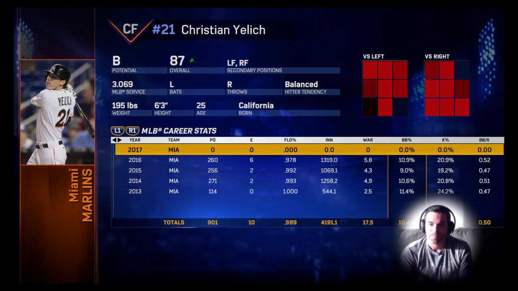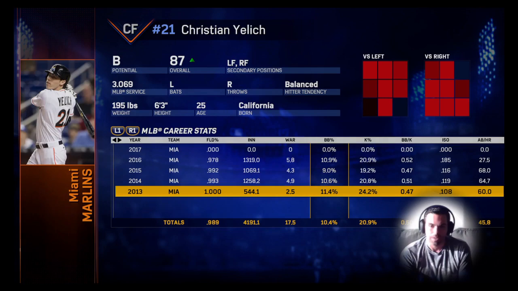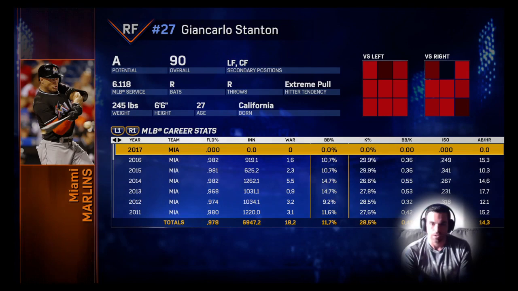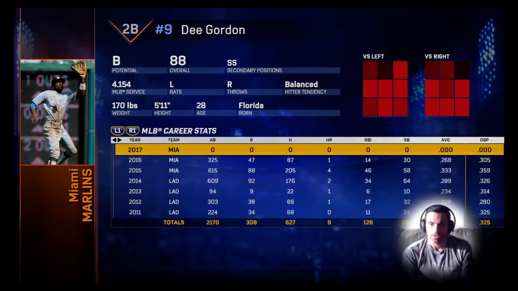So, Christian Yelich is pretty close there. He has a career, you can see it's over 10.4%. That's pretty good. Stanton is there as well. He has that actual badge about drawing bases on balls. So he's always been at that percentage for his career, which is good. But again, D. Gordon, right? Kind of that prototype leadoff hitter that a lot of people are probably thinking he is. And I like D. Gordon, but I don't want to bat him leadoff.